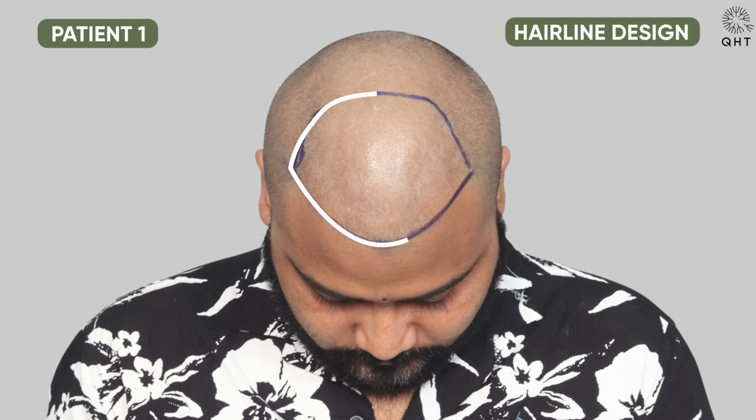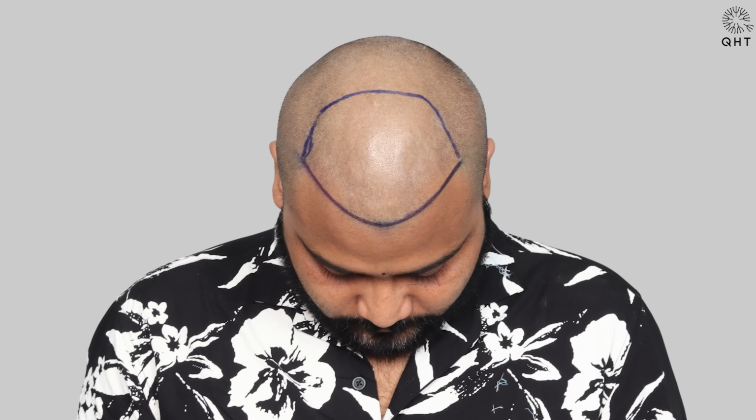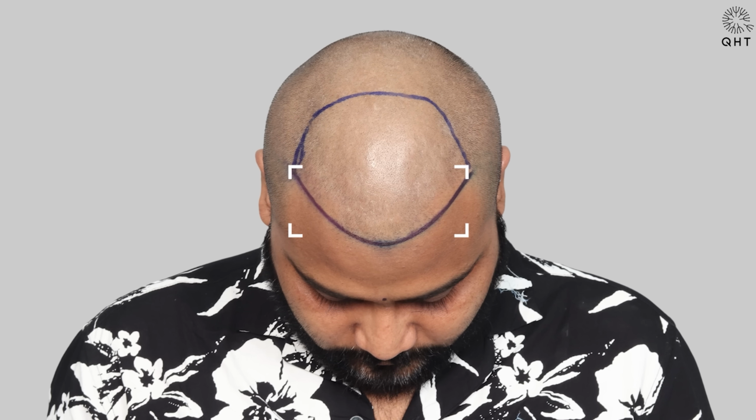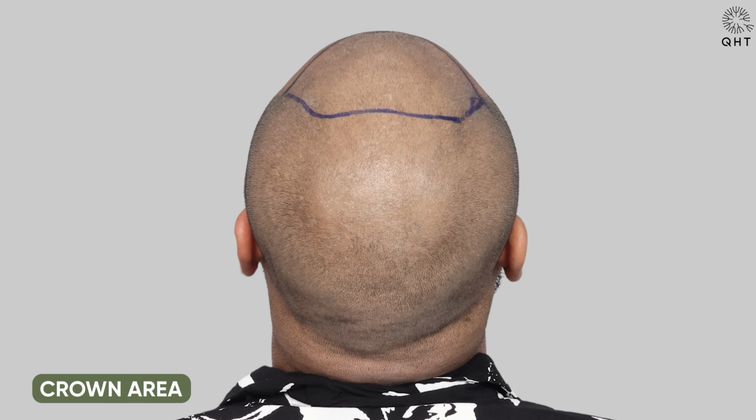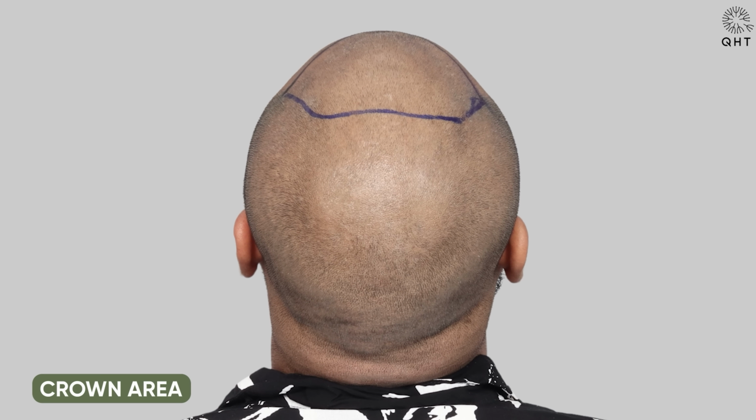In the case of patient 1, our experts designed a customized hairline using the glabella point as the central reference. The markings covered the entire frontal zone as well as half of the mid-scalp area, both of which were severely affected by baldness. This ensured that the design not only restored his front profile but also created a smooth transition into the areas behind it.